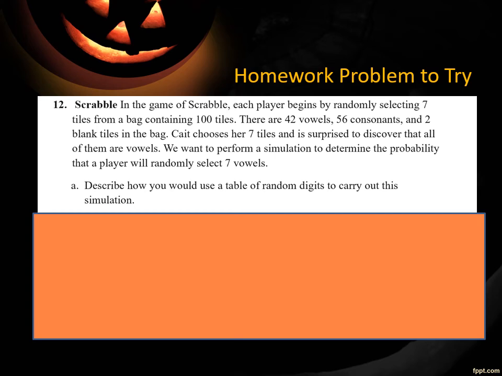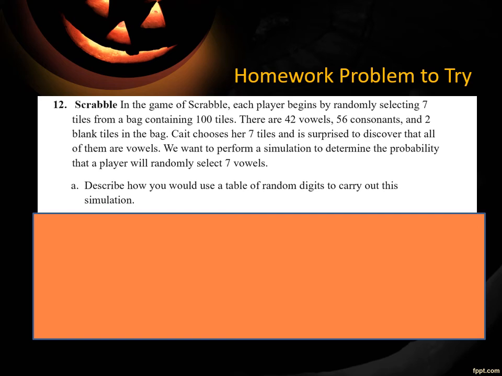So remember that when you're using a table of random digits for a simulation, the range of the numbers, like 00 to 99, has to represent the probability of each event occurring. Now we're told that there's 42 vowels, 56 consonants, and 2 blank tiles in the bag. That should give you a clue as to the numbers. So I'm going to have you pause this and think about how you would describe how you would carry this out.